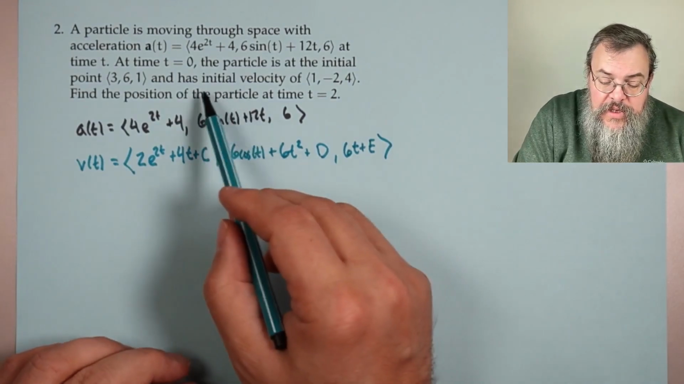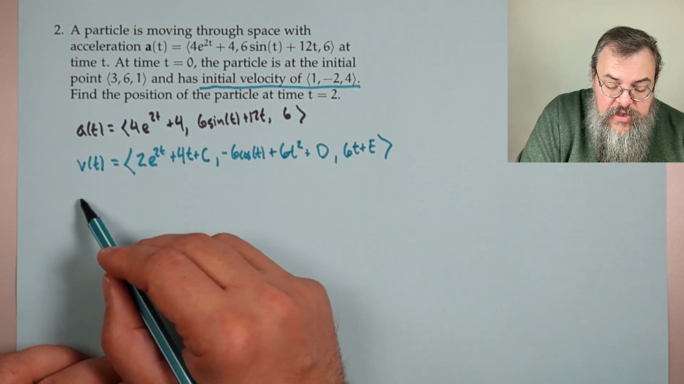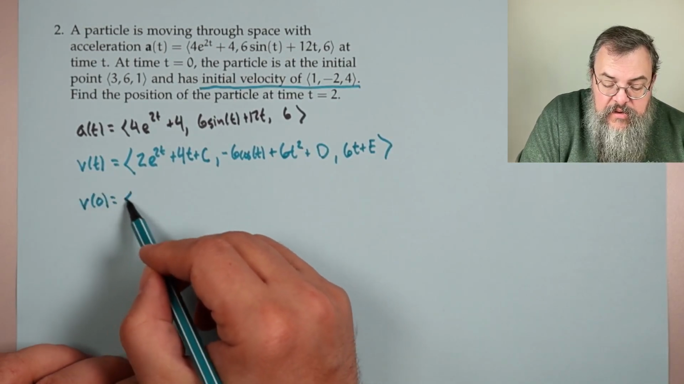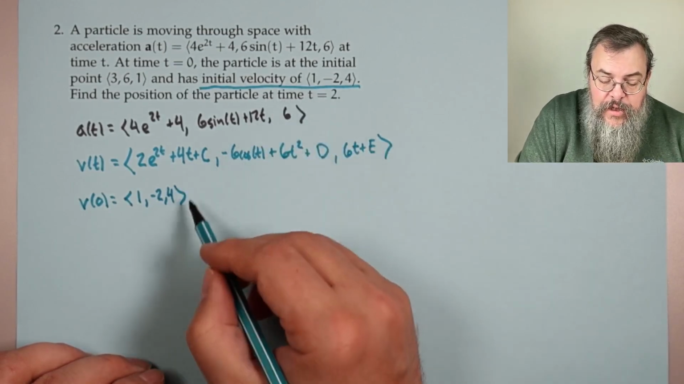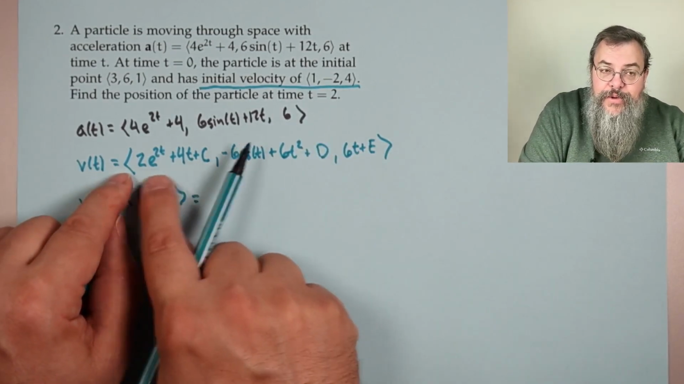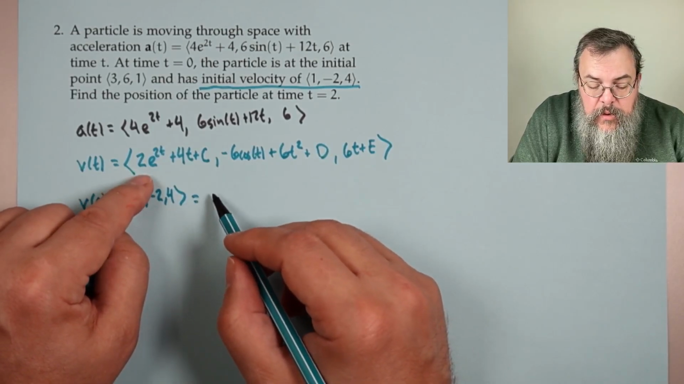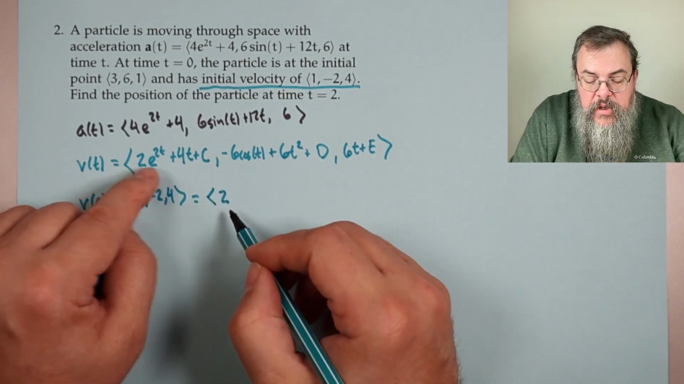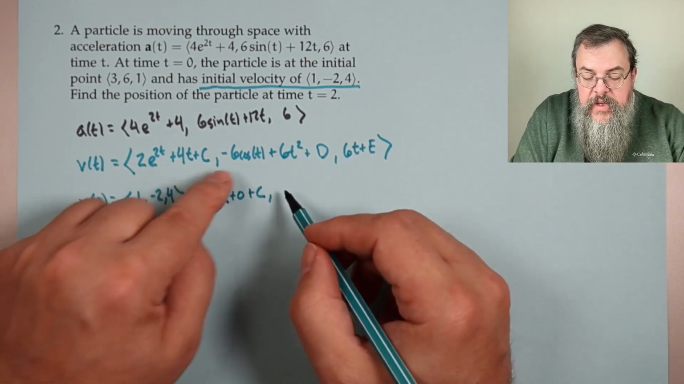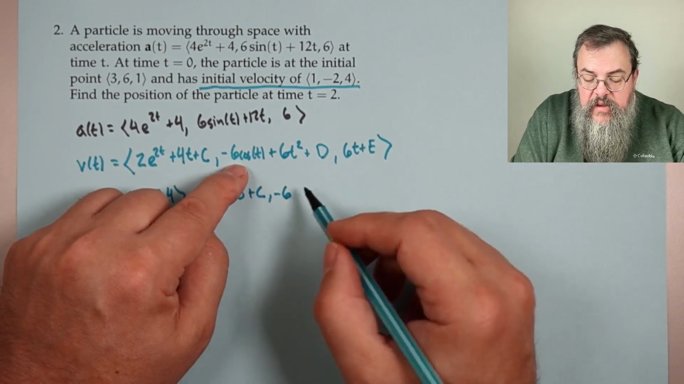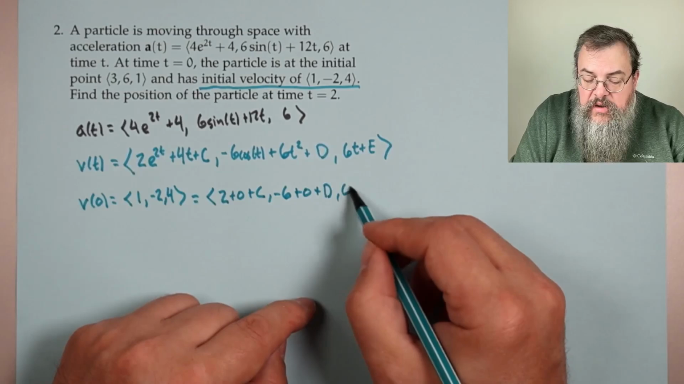And we're told it has an initial velocity. So in other words, we have some initial conditions. V of 0 is this value 1, negative 2, 4. That's from our initial conditions. But it's also plug 0 into here. Well, e to the 0 is 1, so that would be 2 plus 0 plus c, comma. Cosine of 0 is 1, so that's minus 6 plus 0 plus d. And then 6 times 0 is 0 plus e.